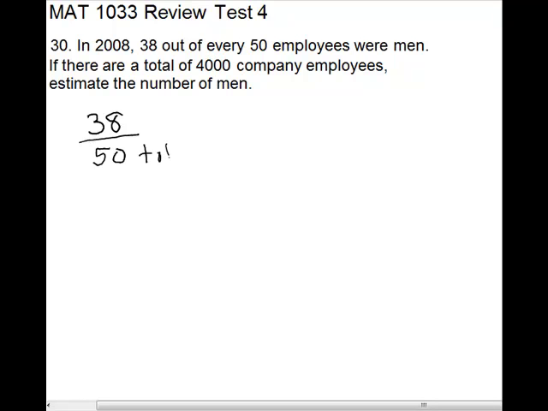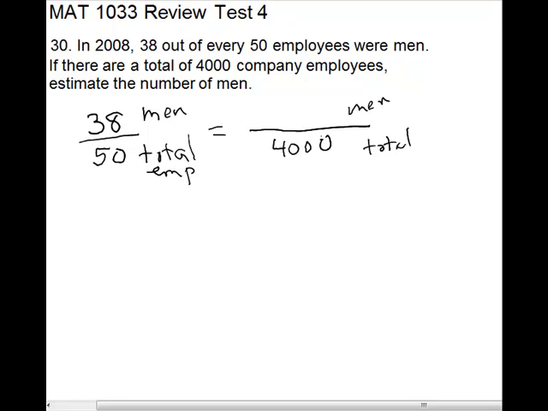So I'm just going to put total. And these are the ones that are men. Right, on this side I need the men up here and the total down here. So if there are a total of 4,000 company employees, estimate the number of men. So that will be our variable. So this one was turned around. That's why it's important to put your words on there first.